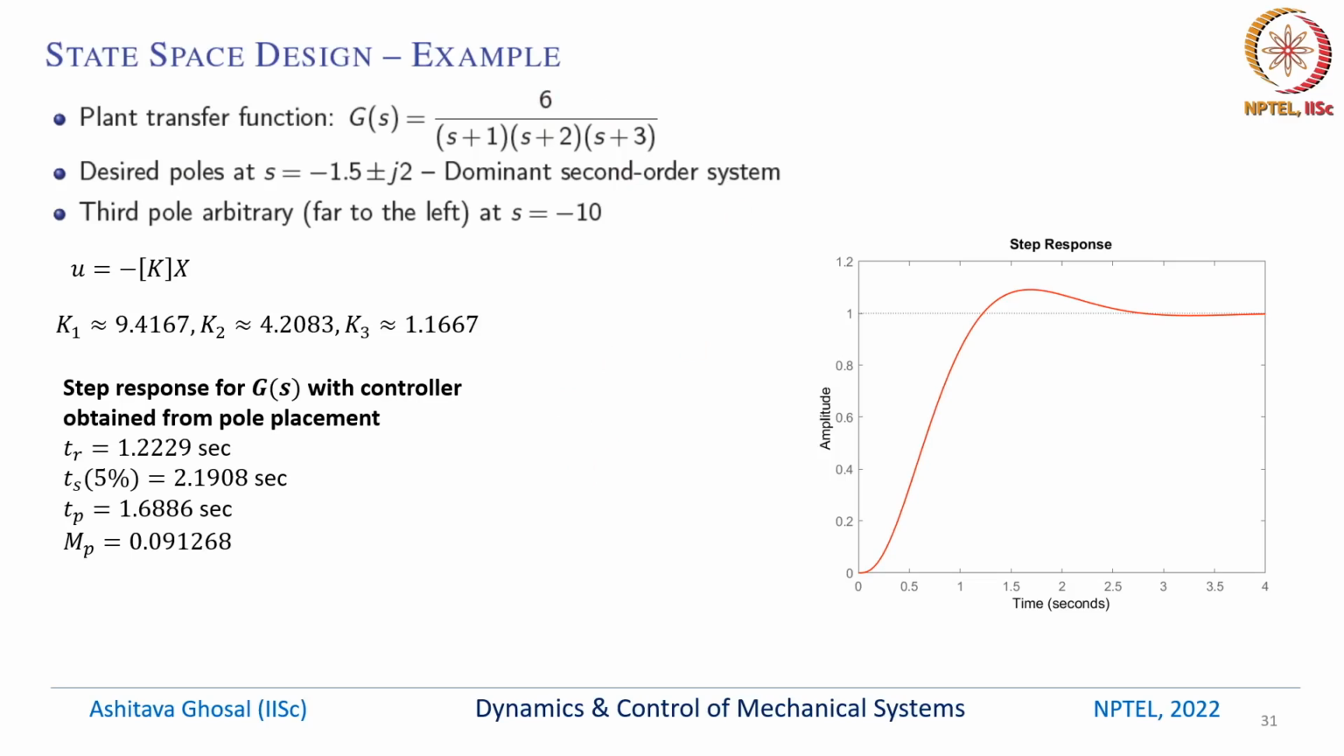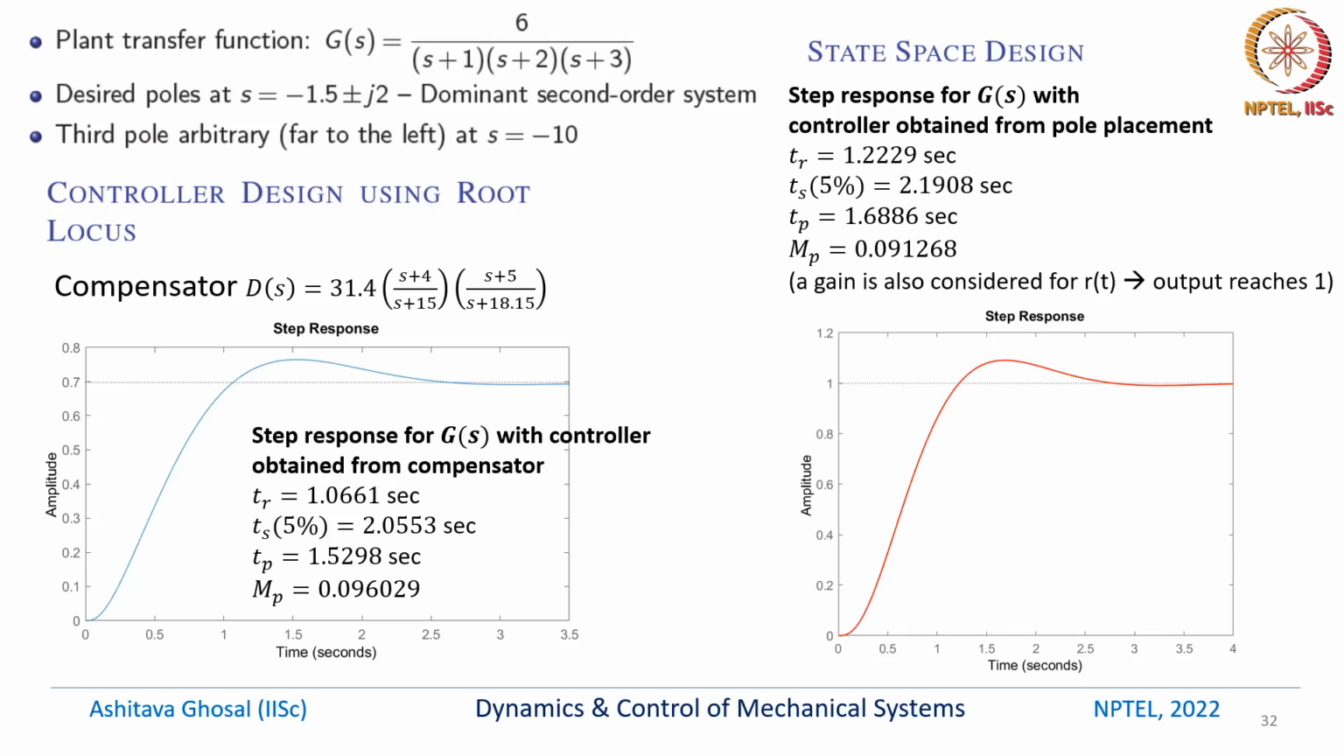and we had designed a compensator for that to meet certain requirements, to again meet the same dominant closed loop requirements. So in that case, again, we had the same system, the same desired poles, the same third pole at s equals minus 10, and we did a controller design using root locus and a compensator. So please go back and see that the compensator which we designed was 31.4 into (s plus 4) divided by (s plus 15) and (s plus 5) divided by (s plus 18.15).